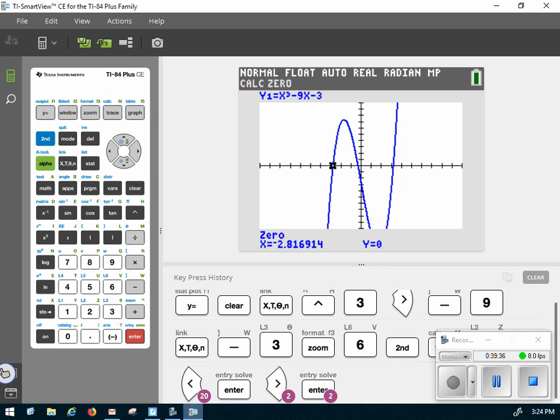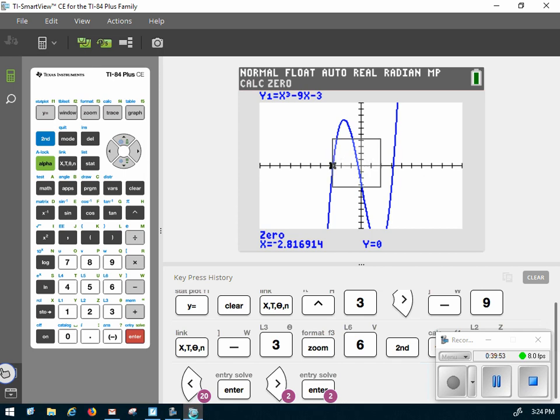Let's make a little sketch of this on your graph there. So you've got a 0 where? Between negative 2 and negative 3. So put one on your picture. You got one between negative 2 and negative 3.